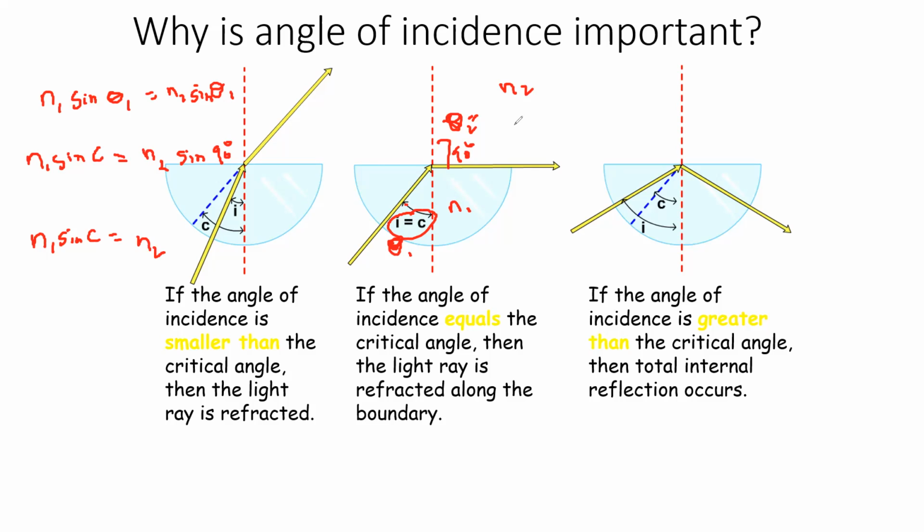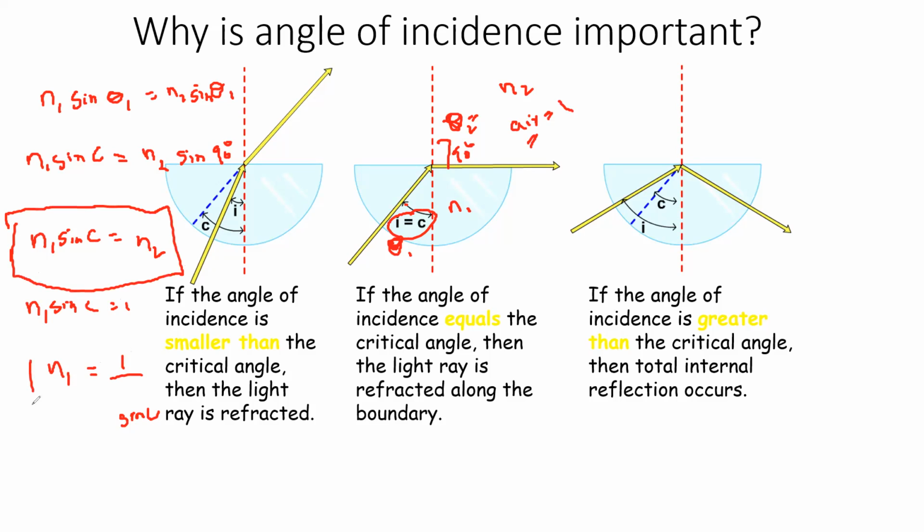In case one of the media is air, the refractive index is 1, so the value of N2 is 1. The refractive index of air is 1, so N1 sine C is equal to 1. Or we can say N1, the refractive index of medium 1, is 1 over sine C. So if we know the critical angle, we can find the refractive index of the medium, but the condition is that the second medium should be air. If the second medium is not air, then we use the earlier formula. But if the second medium is air, then directly the refractive index of the medium is 1 over sine C.